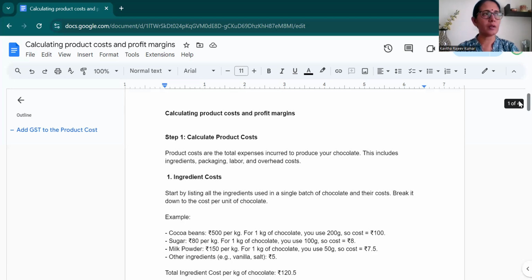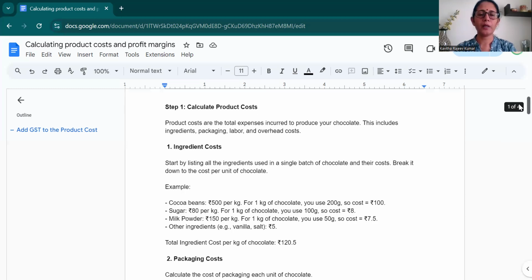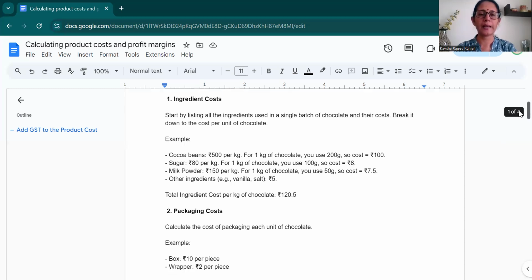We talked about cashew chocolate. If you are using dark chocolate, then the cost is different. For white chocolate, it is different. For milk chocolate, it is different. So calculate and keep it in an Excel sheet.